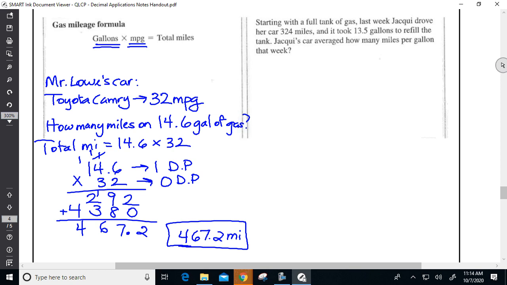Starting with a full tank of gas, last week Jackie drove her car 324 miles and it took 13.5 gallons to refill the tank. Jackie's car averaged how many miles per gallon that week? So I know how many gallons, I know how far I went, I just don't know how many miles I'm getting per gallon.